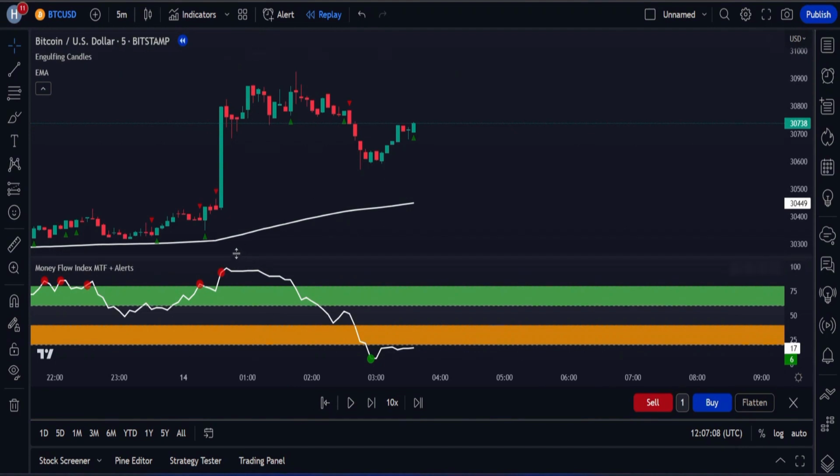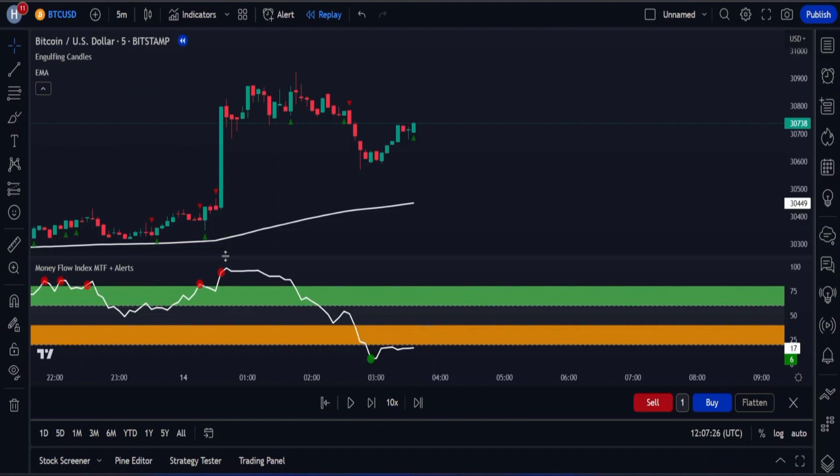So first of all, for a buy trade, as we know, a bullish trend is present when the price is moving above the 200 EMA. So we will only open a buy position if the market is above the EMA. The next condition is to have the money flow index oversold. This is confirmed by a green circle.